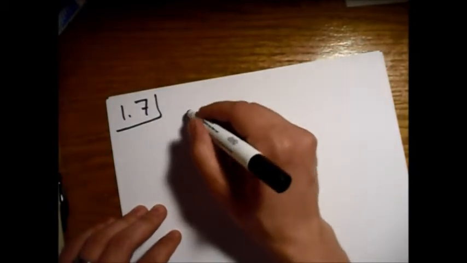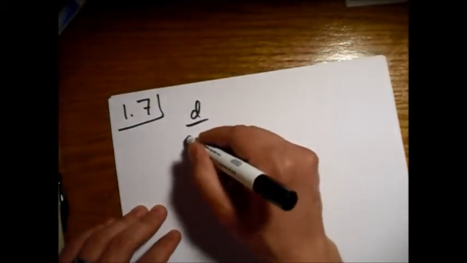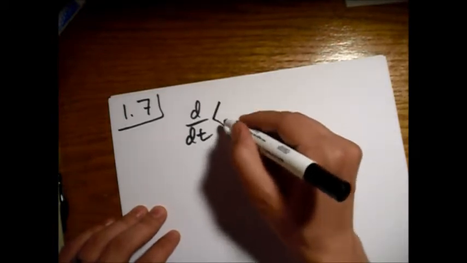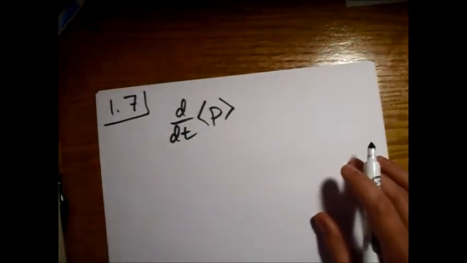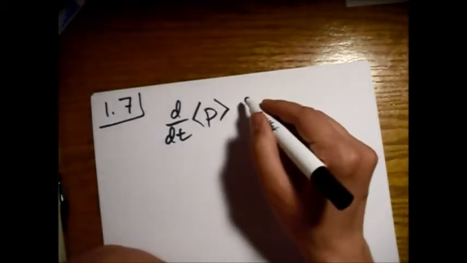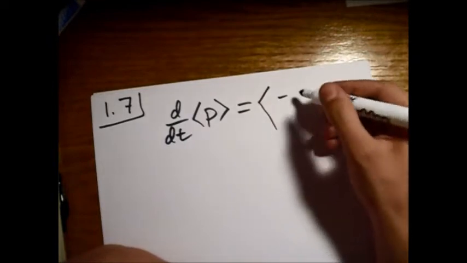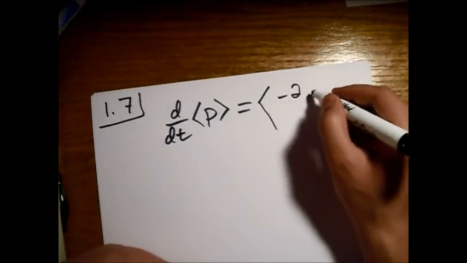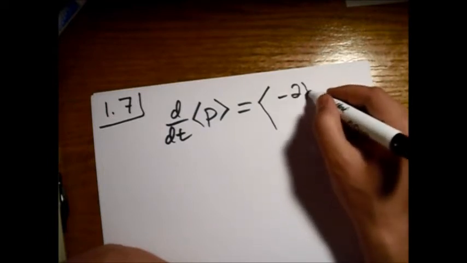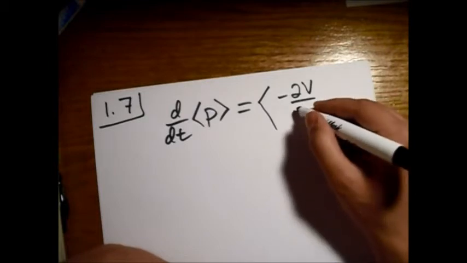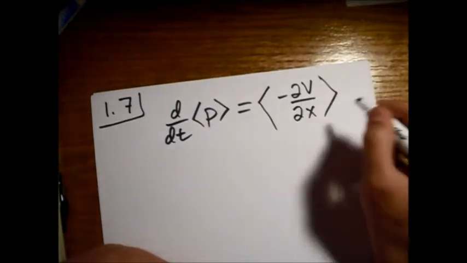Alright, so this is Griffiths Quantum Mechanics, problem 1.7, where basically we are going to be calculating the time derivative of the expectation value of momentum, and Griffiths actually gives us the answer to this, so we know kind of what we're shooting for. So it's the expectation value of minus the x derivative of the potential, like this, right?